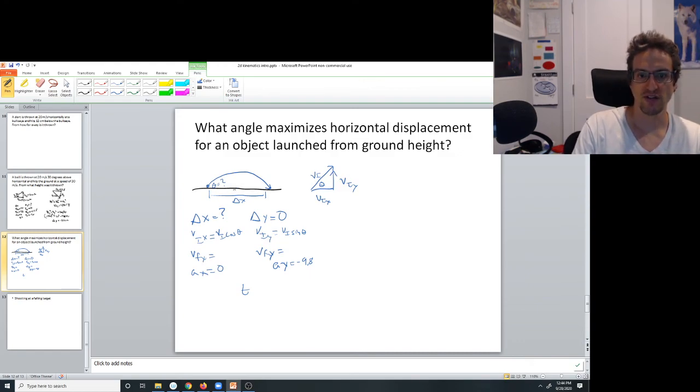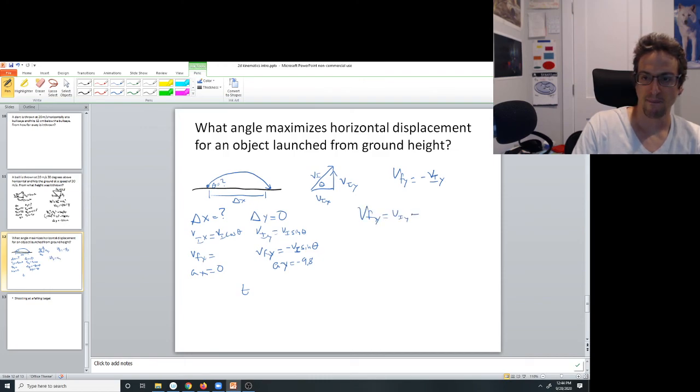When we talked about this level height thing, what we know from 1D kinematics is that as long as we end up at the same height we started at, there's symmetry in the y values. So v final y should equal negative v initial y. So this is negative v initial sine theta. Okay. All right. With that, I can then do v final y equals v initial y plus at.